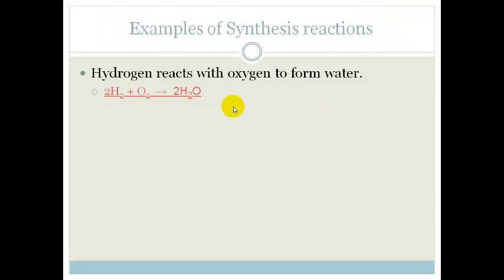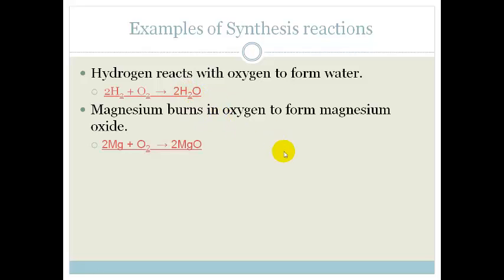So unfortunately you couldn't see the formation of water in the video. What actually happens is that the water is vaporized, but did you see it was a very exothermic reaction, gave a lot of energy, and it was very loud. Now let's look at magnesium burning in oxygen to form magnesium oxide.